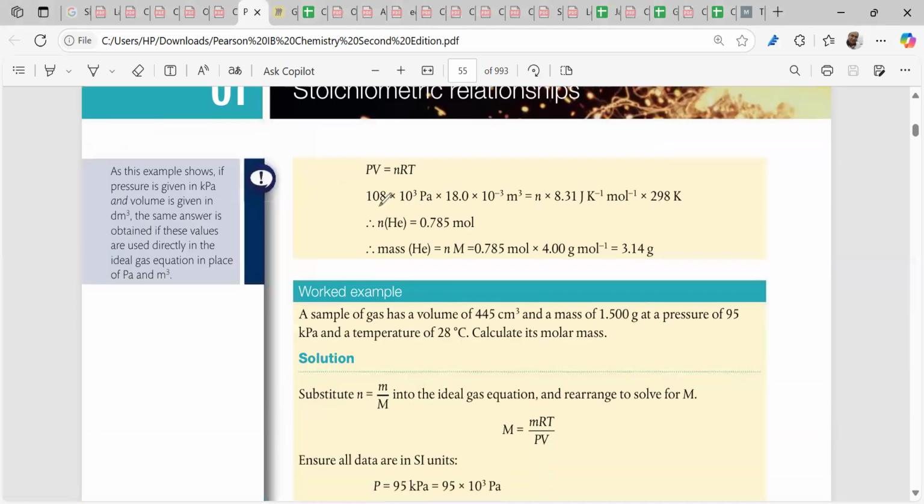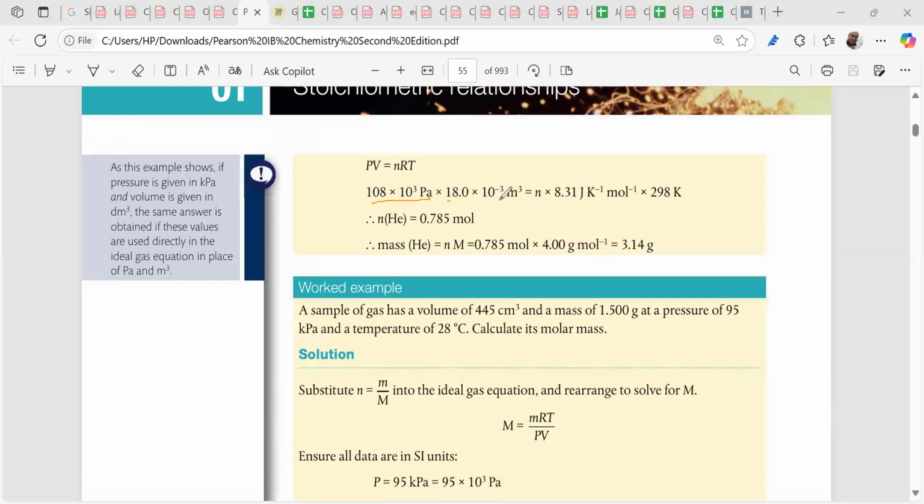See, PV equals nRT. We filled in all the data: pressure in pascal, volume in meter cube. Remember, meter cube, not decimeter cube. Temperature in Kelvin, and the universal gas constant. We can find out R and N over here. Once we find N, we multiply it by the Mr of helium, that is 4, and we get the mass in grams, right? Clear? Any question? Please tell me.